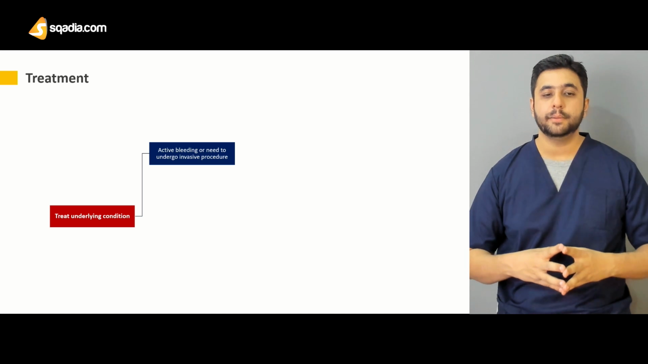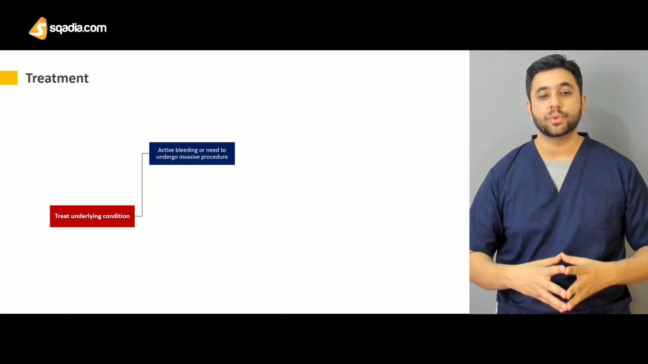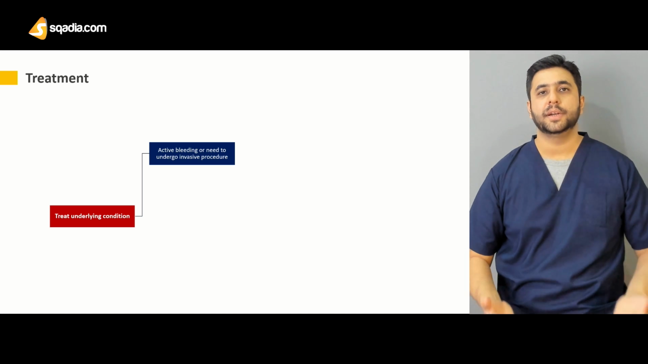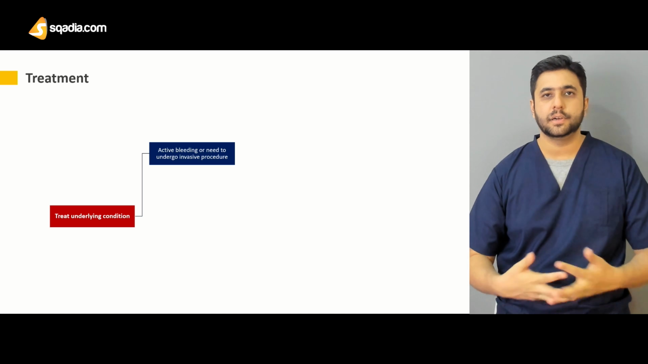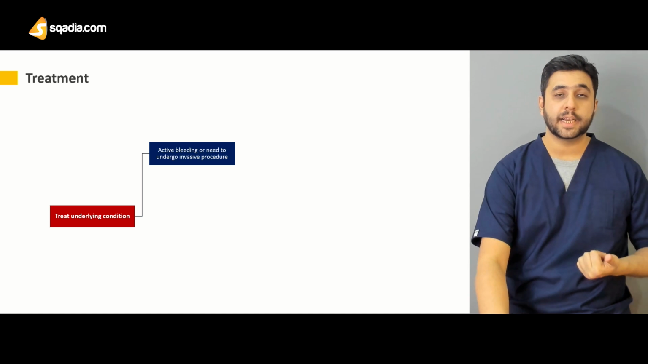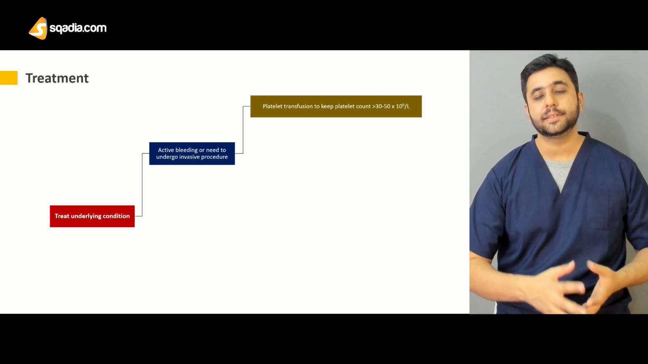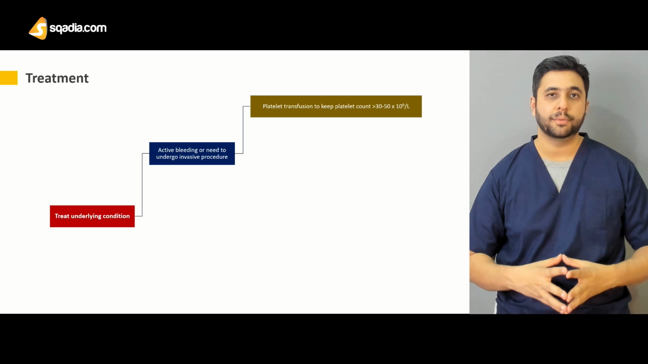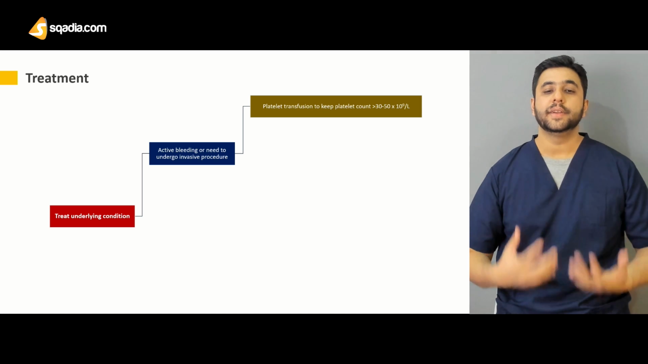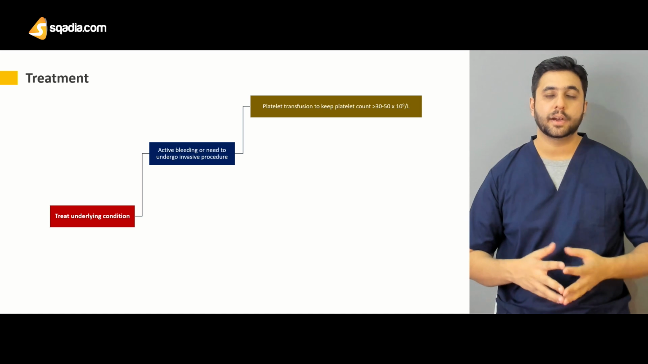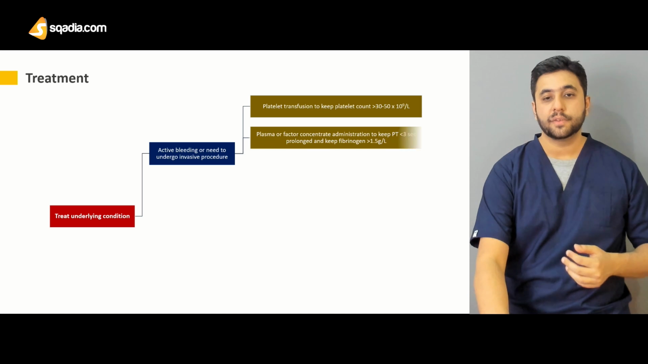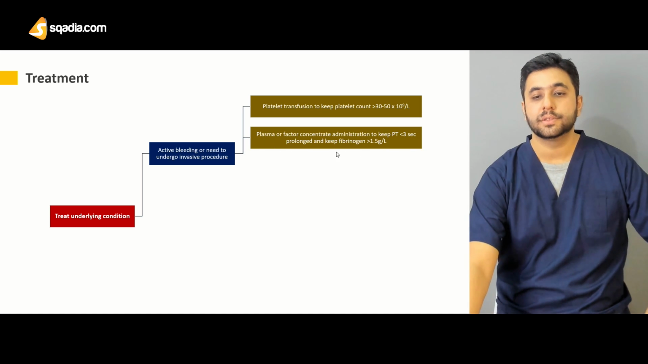If the patient is actively bleeding or if the patient needs to undergo any invasive procedure like a dental procedure, endoscopy or any catheter related studies, then we basically try to compensate for that bleeding by giving the various products which he is losing. For example, we can give platelet transfusion to keep the platelet count above 50 nanoliters per liters. Along with that, we can give the plasma or the factors concentrate.